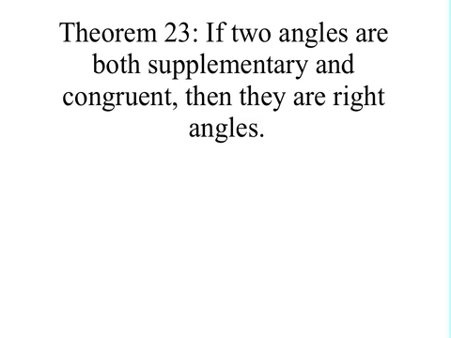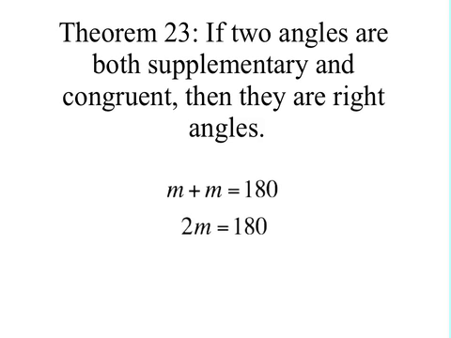Here's another theorem that states the obvious. If two angles are both supplementary and congruent, then they are right angles. Well, we can show this algebraically because the definition of supplementary angles is two angles whose measures have a sum of 180. We can write the equation m plus m is 180 because if they're congruent, they both have the same measure, so we only need the one variable.